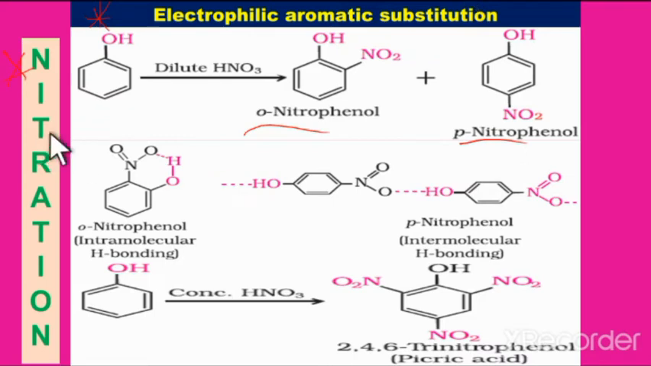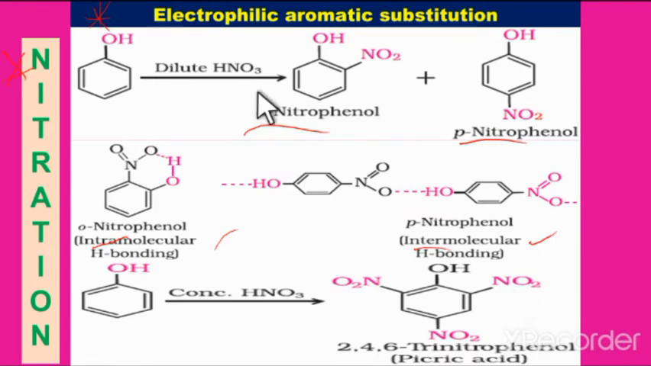Among these, orthonitrophenol undergoes intramolecular hydrogen bonding and paranitrophenol undergoes intermolecular hydrogen bonding. The separation of these products is difficult, so we need to use fractional distillation, so that first we obtain the orthonitrophenol, and later we obtain the paranitrophenol, because orthonitrophenol has the lower boiling point due to intramolecular hydrogen bonding, and the paranitrophenol has the higher boiling point than the orthonitrophenol, due to the intermolecular hydrogen bonding.